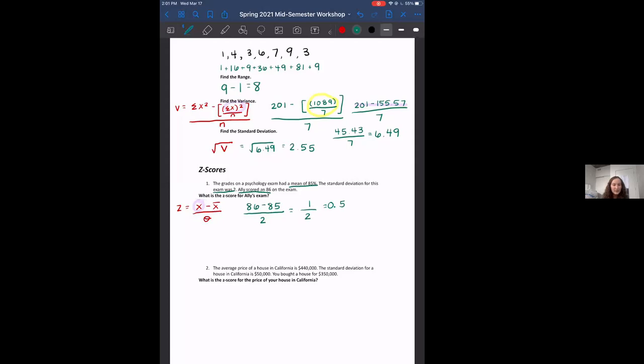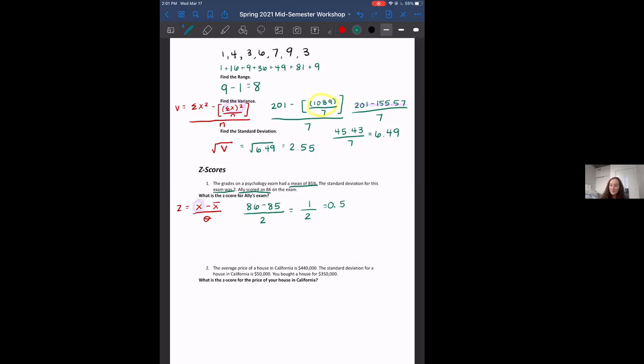This one is going to be a poll one. Let me start the poll, and then we'll read the question, and you can do the calculation and tell me what you get. The average price of a house in California is $440,000. The standard deviation for a house in California is $50,000. You bought a house for $350,000. What is the z-score for the price of your house in California?